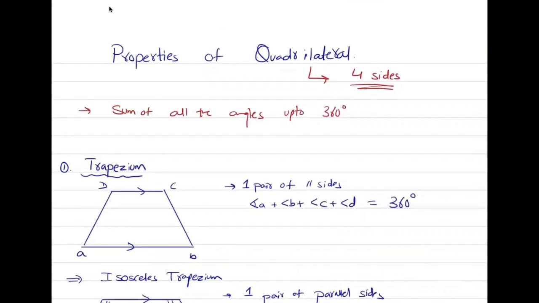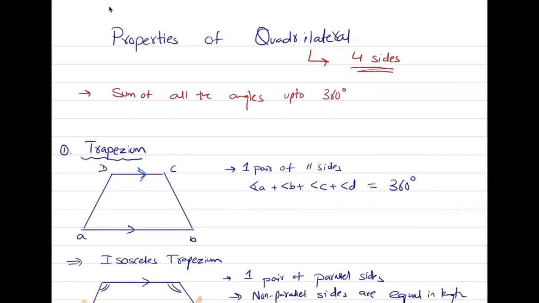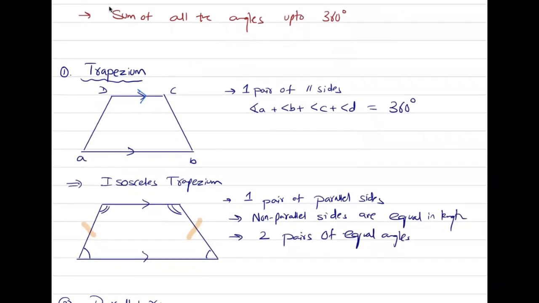The first quadrilateral that we are going to consider is a trapezium. A trapezium is a quadrilateral in which there is one pair of parallel sides, and the other two sides are not parallel. So this trapezium will have one pair of parallel sides. If you add angle A plus B plus C plus D, it must add up to 360 because it's a quadrilateral.